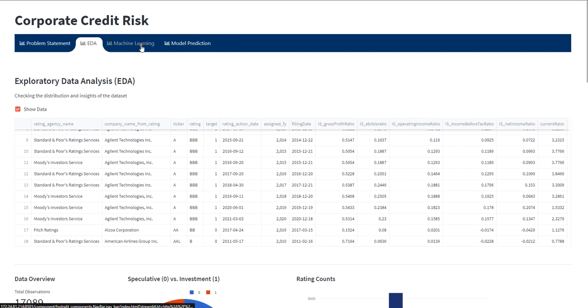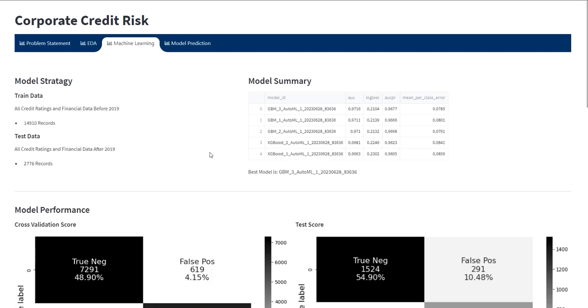So let me show you the model performance again. The model strategy, like I said, is that we have credit rating and financial data before 2019. We have 14,000 records, split by time, because I think this is more appropriate. Our test data is the credit rating and financial data after 2019, and we have 2,700 records. The model summary is that we used an AutoML workflow that gives you the best results.